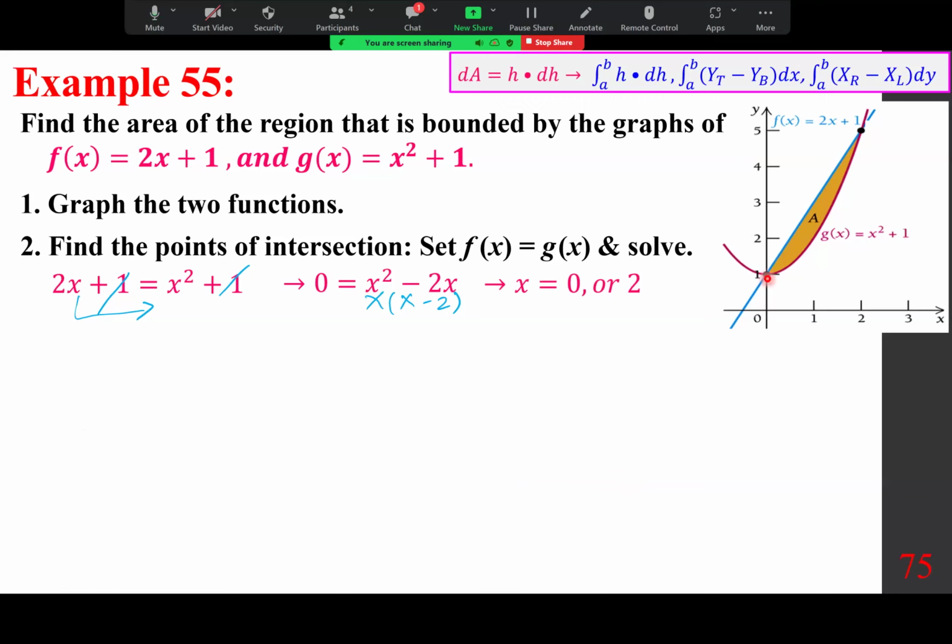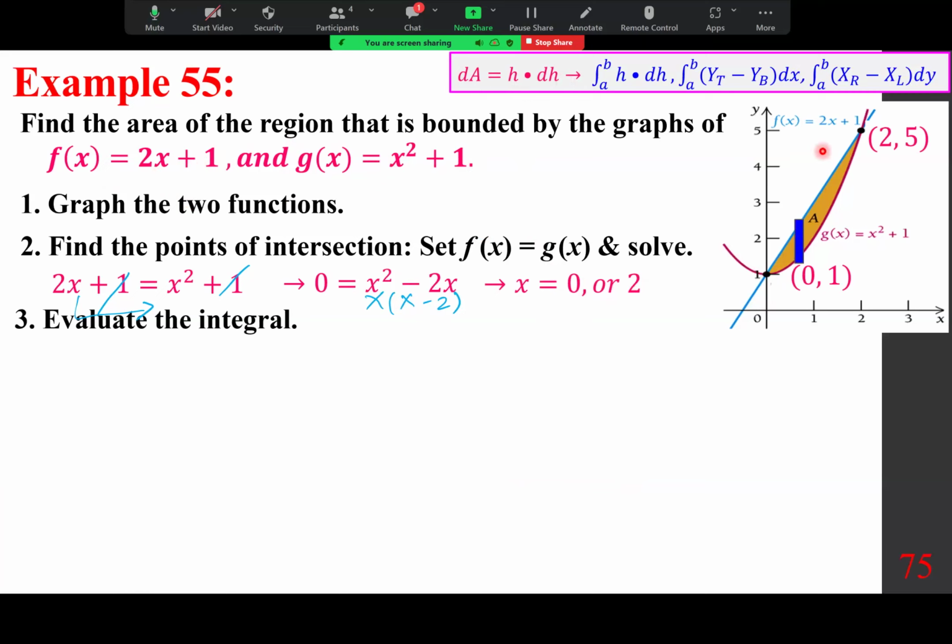And clearly, you can plug in 0 in any of them. If you plug in 0 here, you get 0, 1. And if you plug in 2, you get 5. So you have 0, 1, and 2, 5. So it's really good practice to check with both of them. So let's evaluate the integral using a vertical strip.